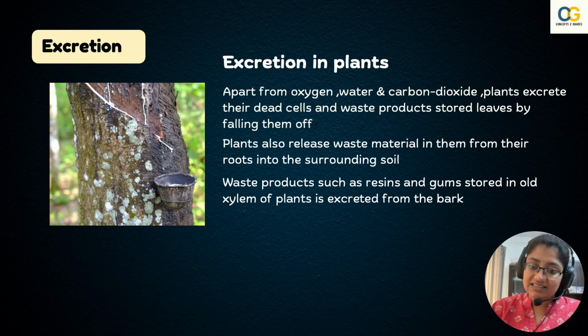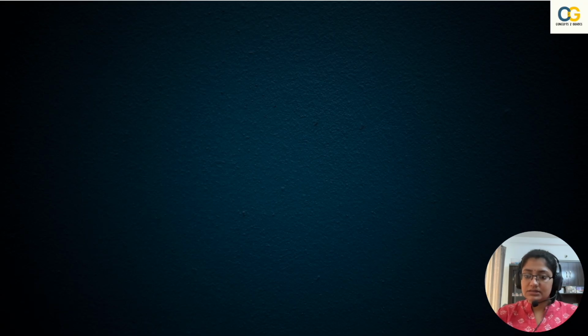So we use that resin, gum and everything to make our rubber, etc. So this is how it is excreted. This completes the chapter life processes. It's a big chapter, lot to consume. But since we are doing a bio revision, we'll go ahead with the next chapter, control and coordination.